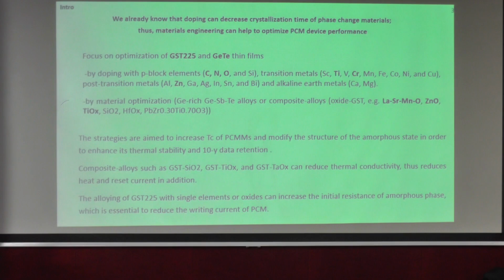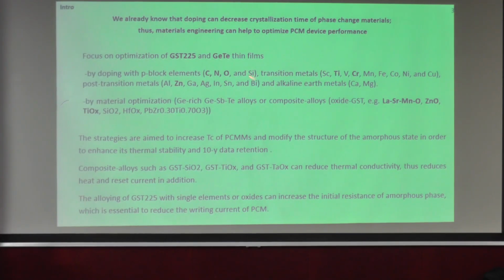And here we will consider the doping induced by two types of elements, the P block elements. This is carbon, nitrogen, oxygen, and silicon. These elements are widely used by the microelectronic industry, and these are standard doping elements. So it's also interesting to see how these doping elements behave inside of GST material.